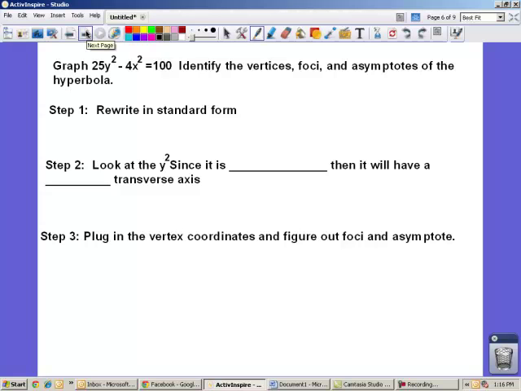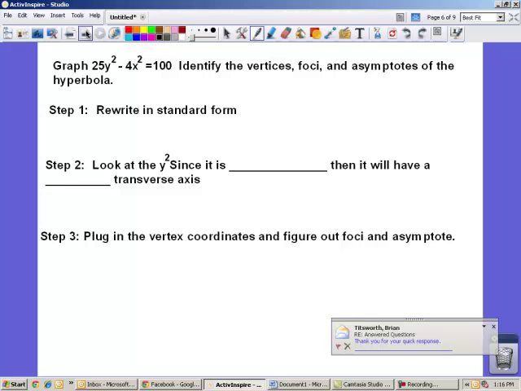So we're going to jump right into the first problem here. It says graph that equation, identify the vertices, foci, and asymptotes of the hyperbola. First one we're going to do is rewrite this in standard form. And each hyperbola has to equal 1, meaning we need this number right here to be 1. That means we're going to have to divide everything by 100.